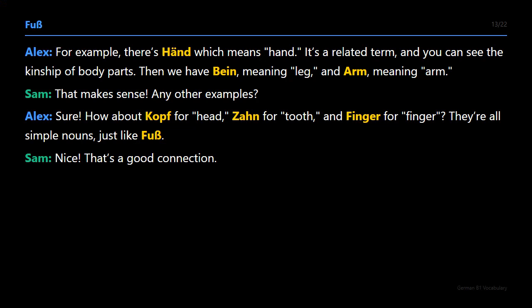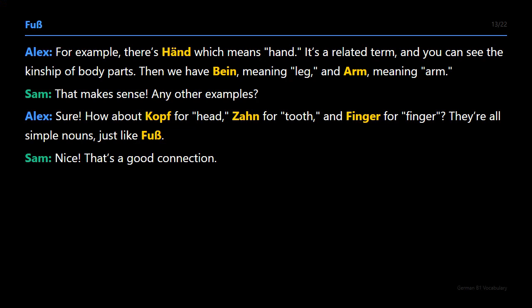Sure. How about Kopf, head, Zahn, tooth, and Finger, finger? They're all simple nouns, just like Fuß. Nice. That's a good connection.